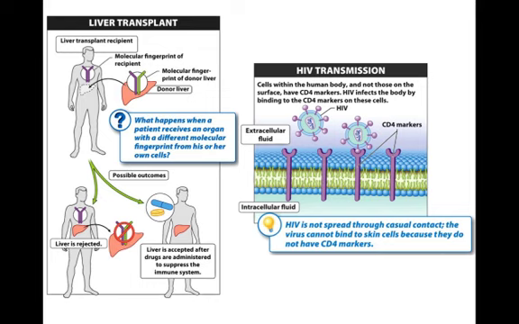Also, on the right-hand side here, we have our HIV transmission. Cells within the human body, and not those on the surface, have CD4 markers. HIV infects the body by binding to the CD4 marker on these cells. You can see here is one of our plasma membrane proteins, and it is a receptor protein. This receptor is called a CD4 marker, or a CD4 receptor.